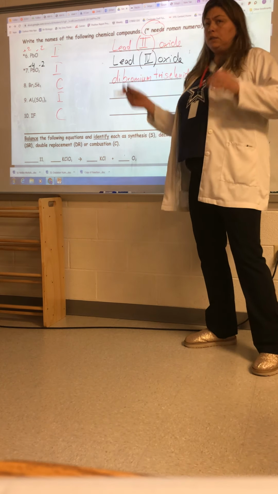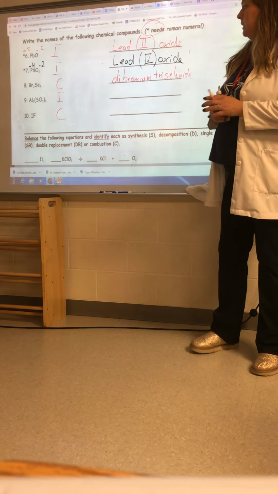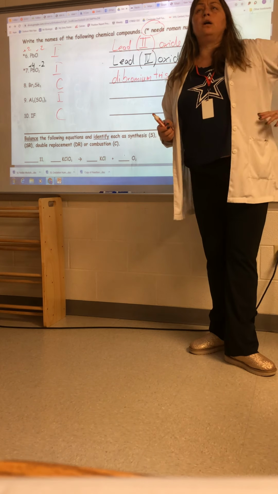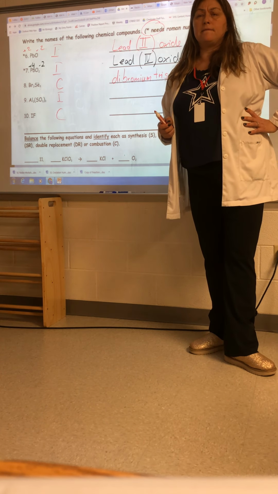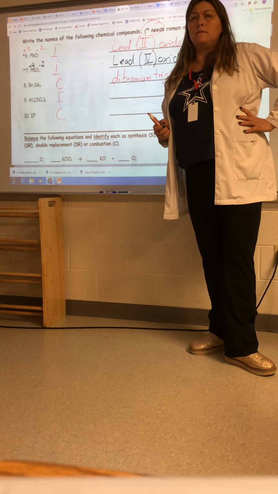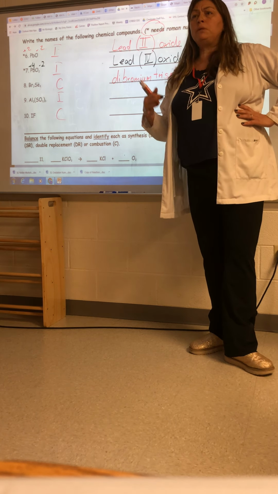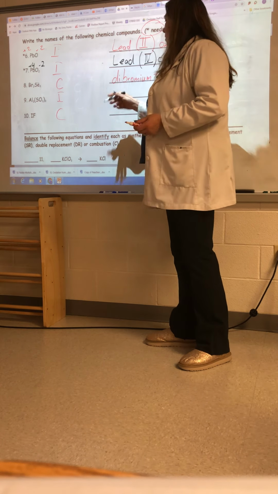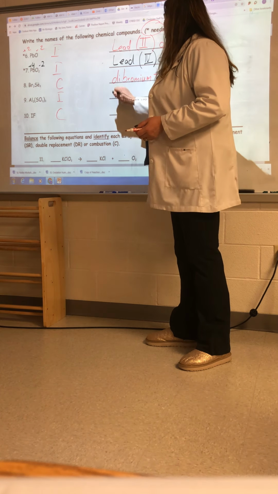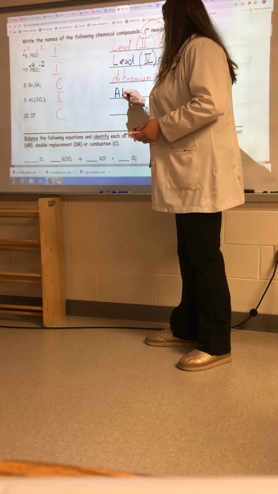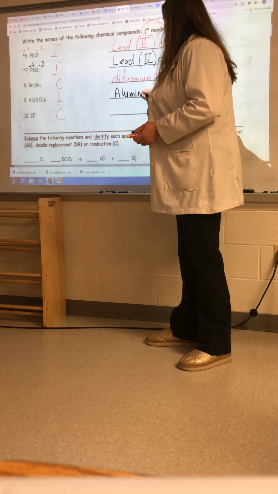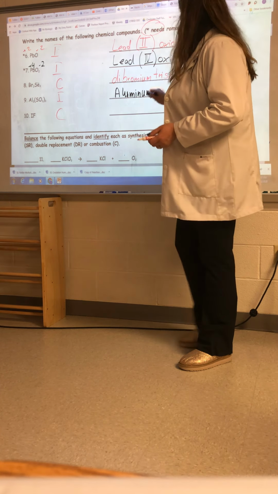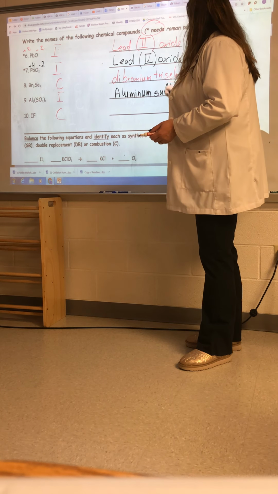Let's look at the next one. It's ionic, right? This one, you don't have to tell me how much it is. Does aluminum get a Roman numeral, guys? No. Aluminum is one of those 3 exceptions. Aluminum has always what charge? 3. Aluminum is +3, so all you need to write down is aluminum, and SO3 is sulfite.